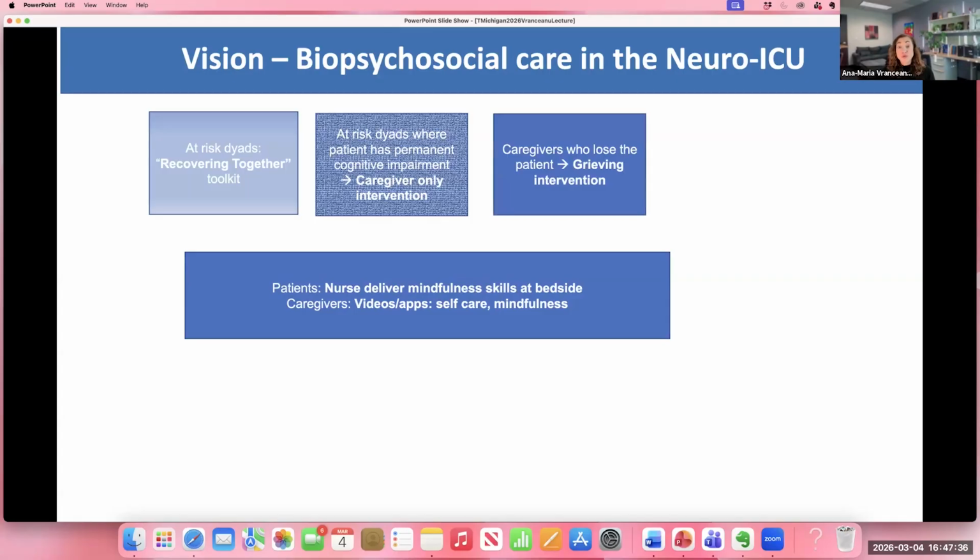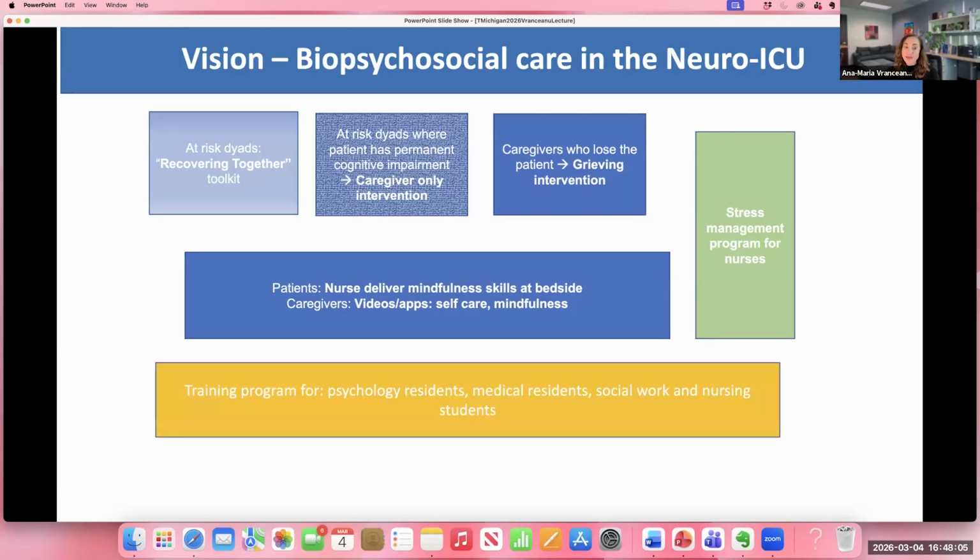There are also caregivers who lose their patient, and grief is a huge problem. So we need to develop something in this space as well. Nurses are very, very stressed. We tried to do a mindfulness program. They just don't have time to come in. I think a lot about all these wellness programs that we develop for stress management, and no one has time for them. They end up being more stressful. So we have to think about something that's going to be feasible in this context.